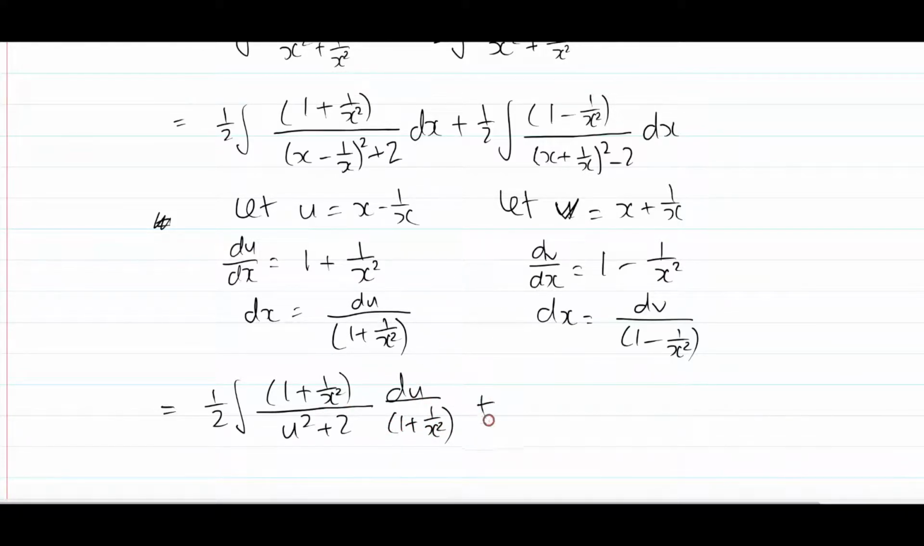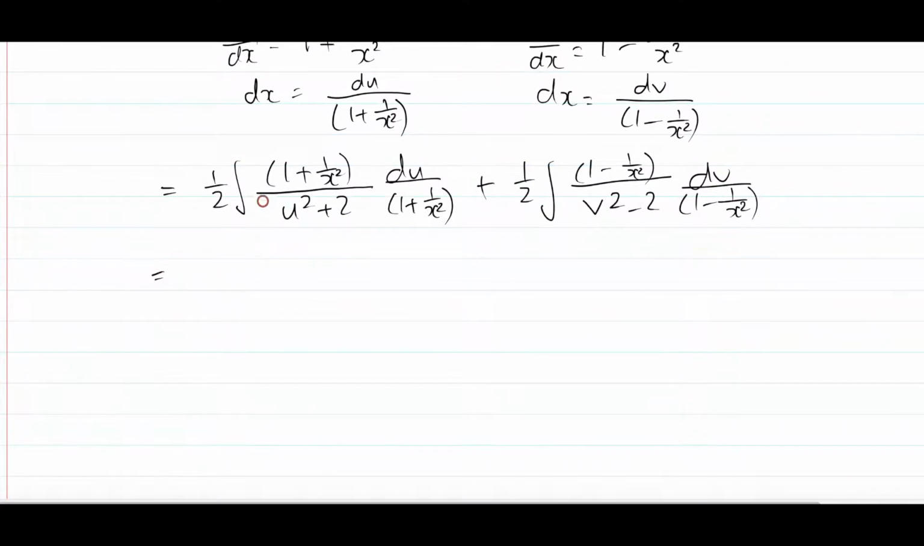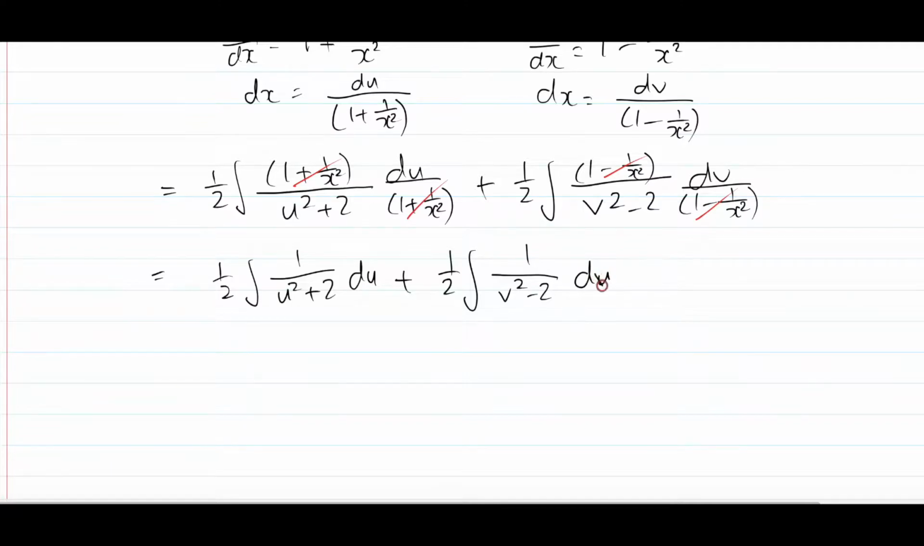This will cancel out, and you also add half. Same thing, 1 minus 1 on x squared. We're just copying from the top here. v squared minus 2 dv over 1 minus 1 on x squared. Okay, and what you can do afterwards, of course, this cancels out. Same over here. And what you end up with is 1 half times 1 over u squared plus 2 du plus half 1 over v squared minus 2 dv. That should be dv. Okay.